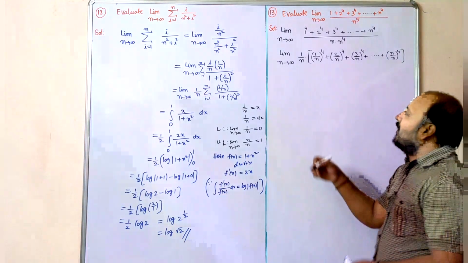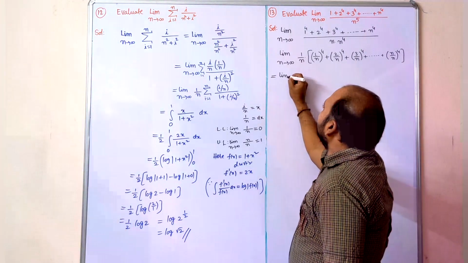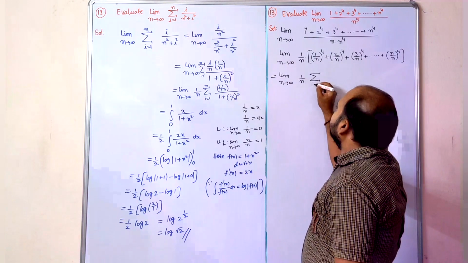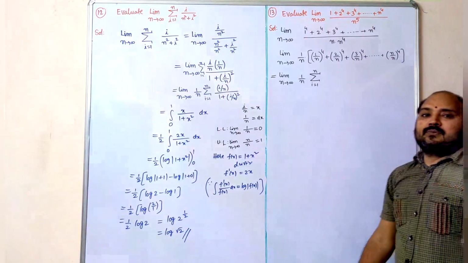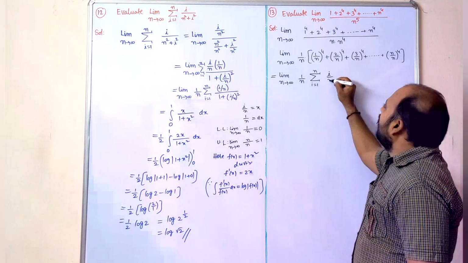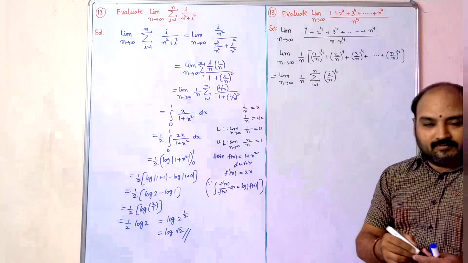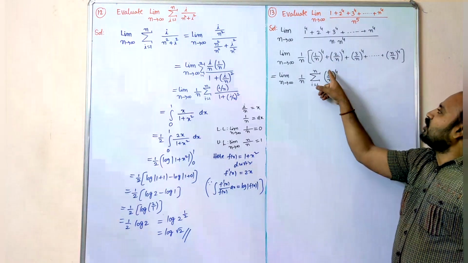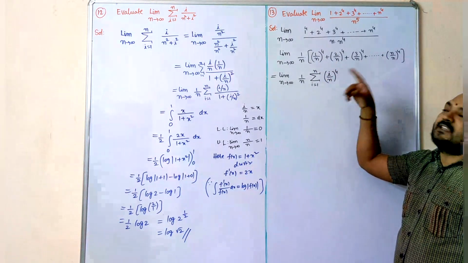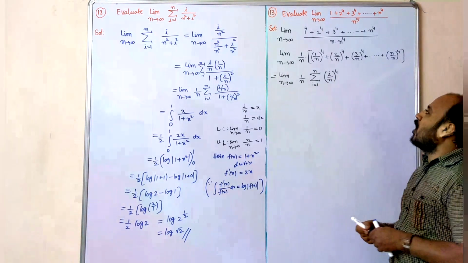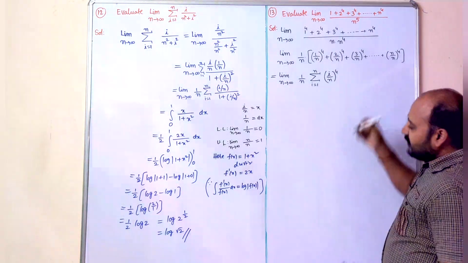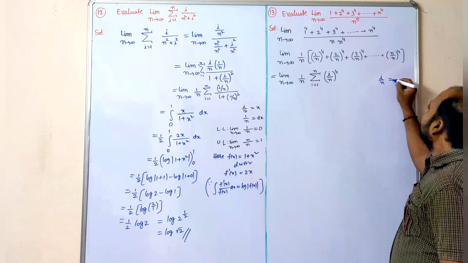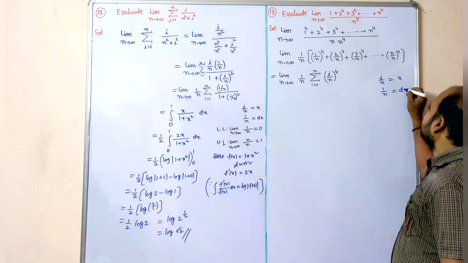After that I want to write sigma. So limit n tends to infinity 1 by n, sigma i equal to 1 to n, (i by n) whole power 4. That is, i equal to 1, (1 by n) whole power 4, plus i equal to 2, (2 by n) whole power 4, plus i equal to 3, (3 by n) whole power 4, plus and so on. After that, wherever i by n is there, what do you have to write? i by n is equal to x, 1 by n is equal to dx.